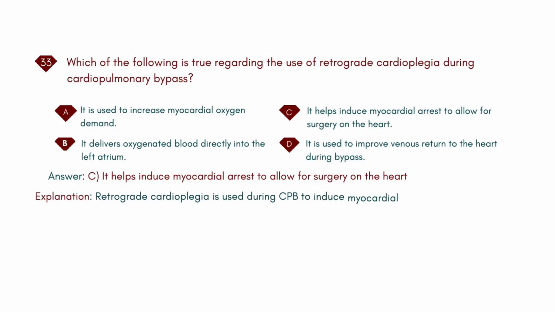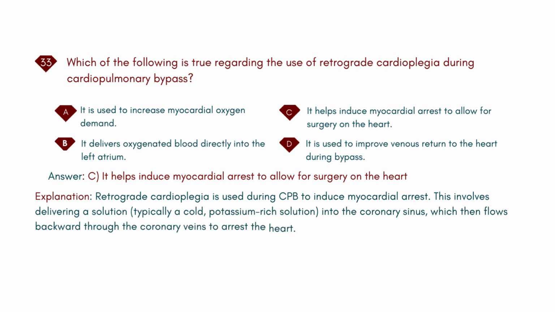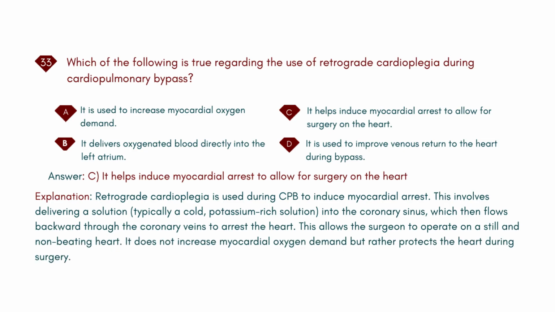Explanation: retrograde cardioplegia is used during CPB to induce myocardial arrest. This involves delivering a solution, typically a cold, potassium-rich solution, into the coronary sinus, which then flows backward through the coronary veins to arrest the heart. This allows the surgeon to operate on a still and non-beating heart. It does not increase myocardial oxygen demand but rather protects the heart during surgery.